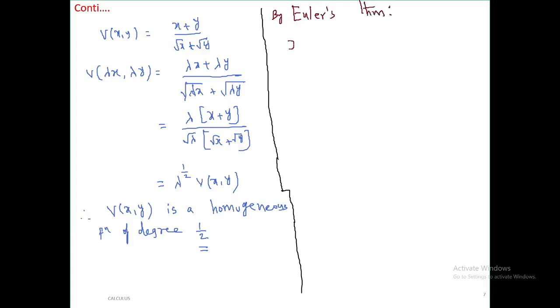By Euler's theorem, what can I write? Remember, actually I need to prove the result for x into dou u by dou x. Look at the problem. But here v is a homogeneous function, so v satisfies Euler's theorem. That's why x into dou v by dou x plus y into dou v by dou y is equal to n into v. But what is n here? N is 1 by 2, times v as it is. Now in the next step you replace v.